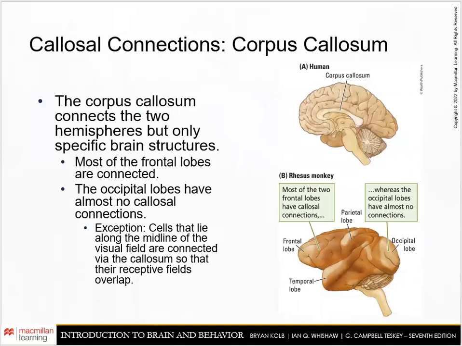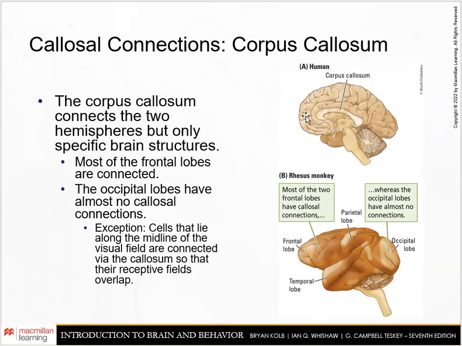Then we'll go to the colossal connections, the corpus callosum. We're talking about, again, neuroanatomy 101. The corpus callosum is one of those you are going to want to make sure you know. That is the superhighway of the brain, right? The corpus callosum connects the two hemispheres, but only specific brain structures. Most of the frontal lobes are connected. The occipital lobes have almost no callosal connections, with the exception that cells that lie along the midline of the visual field are connected via the callosum, so that their receptive fields overlap.